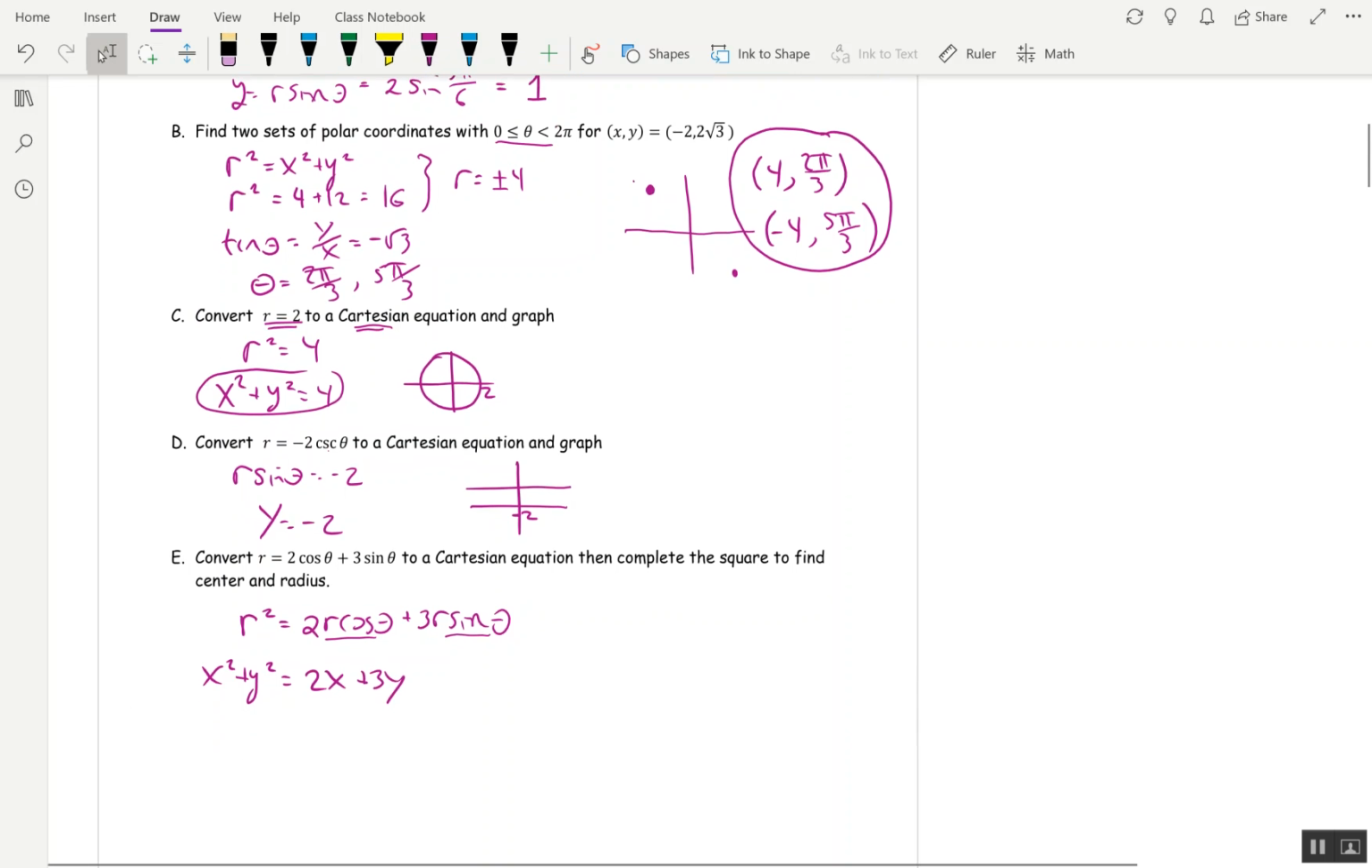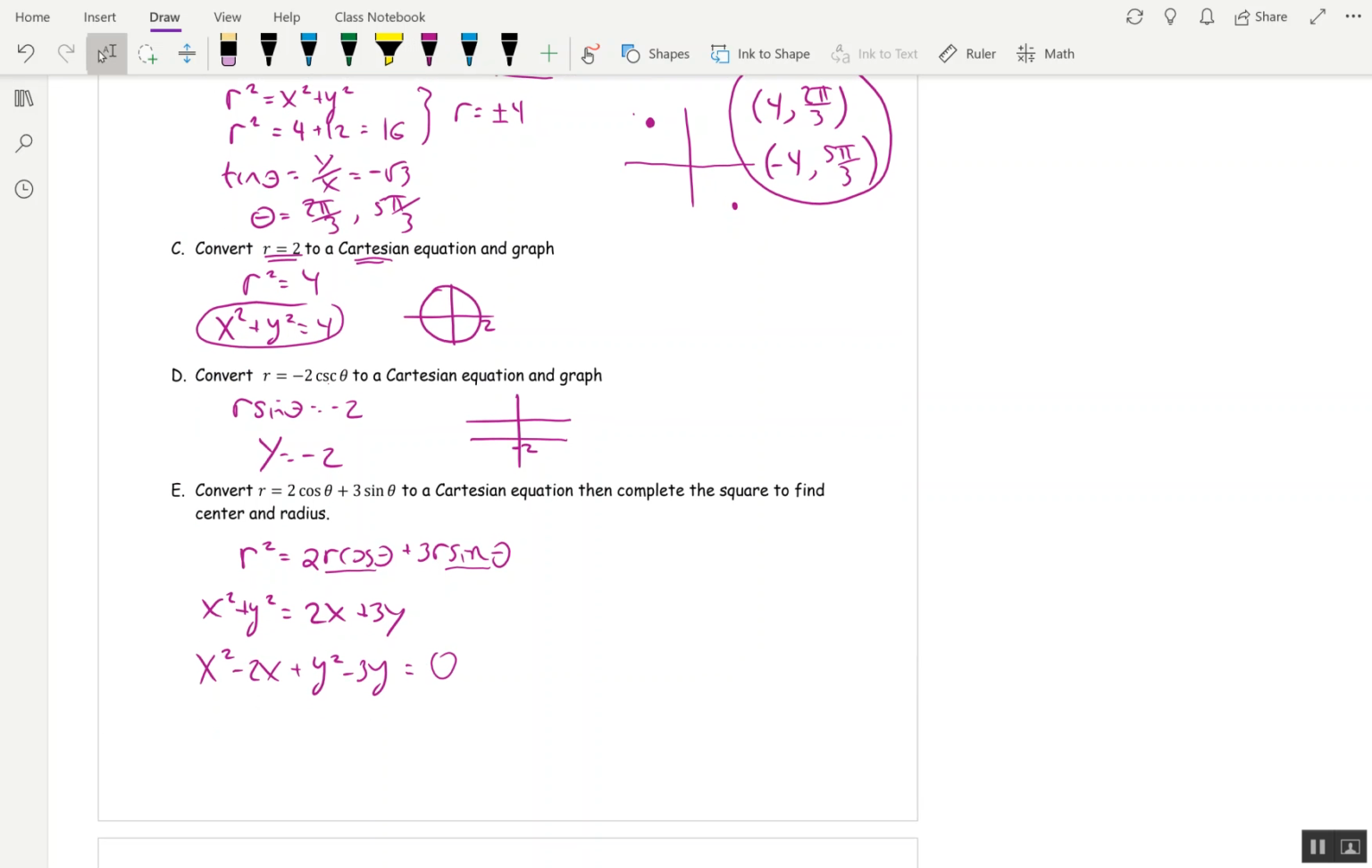Now, this is a circle, so we're told to complete the square to find the center and radius of this circle. So let's move everything over to the left. Now I'm going to complete the square, and I just do this by inspection. I'm not using any formulas. I'm just saying, okay, how can I write x squared minus 2x as a binomial squared? Well, it's going to have to be x minus 1 squared in order to get x squared minus 2x. But that's going to give me an extra 1 that I don't have above. So I'll subtract that. Multiply that out. It's going to be the same as that.